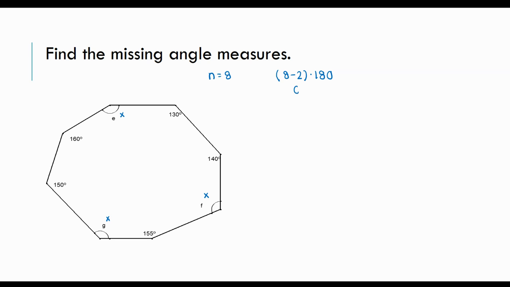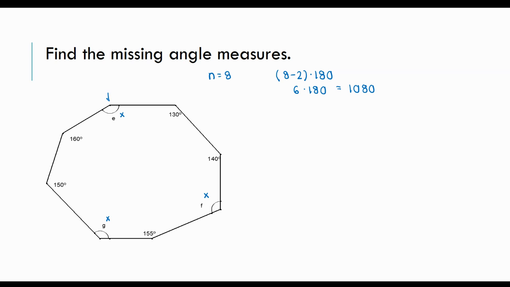8 minus 2 is 6. 6 times 180 is going to give us 1,080. So what I can do is I can add up all of those angles and set it equal to the 1,080. That's how I'm going to start solving for what I just then labeled as x, and that will find the angles that I'm looking for.